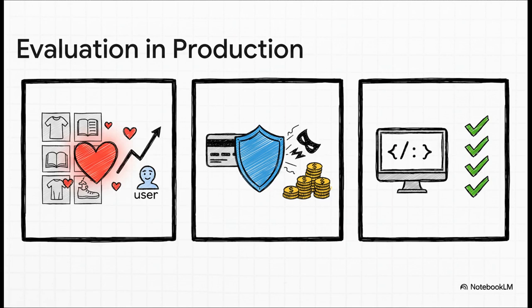For a recommender system, success means users are clicking and buying more. For fraud detection, it's literally about the dollars and cents you save. For code generation, it all comes back to passing those functional tests. The value is something you can actually point to and measure.